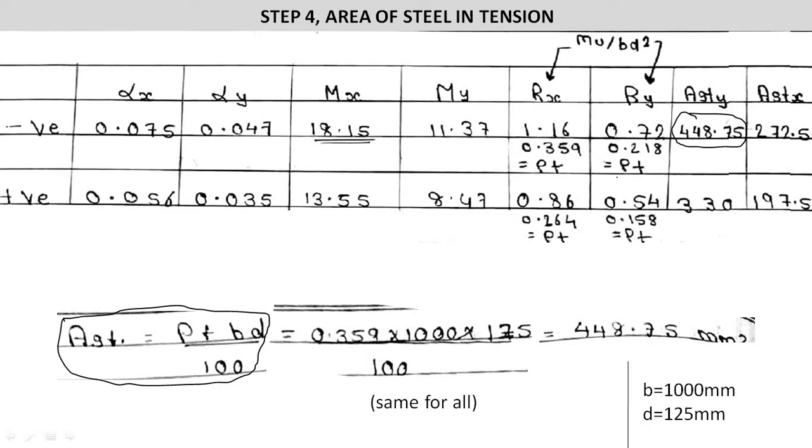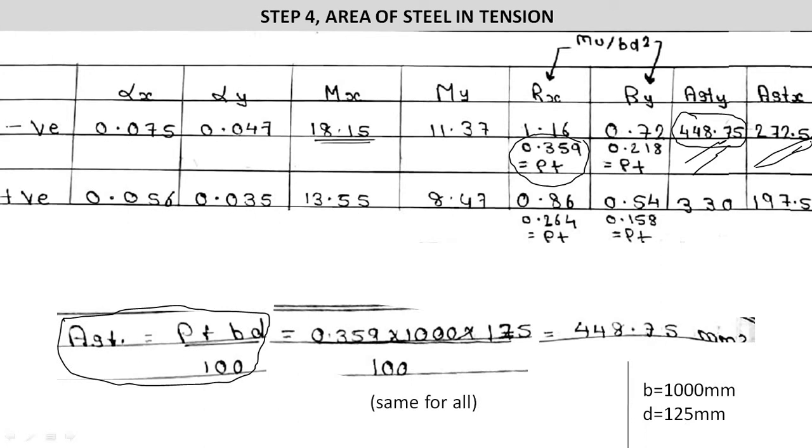For calculating the area of steel in tension in Y negative, we have to use the percentage of steel as 0.359, into width as 1000 mm, into depth as 125 mm, divided by 100. We will have the value of area of steel in Y direction negative side as 448.75 mm square. So we have found it as 448.75 mm square.